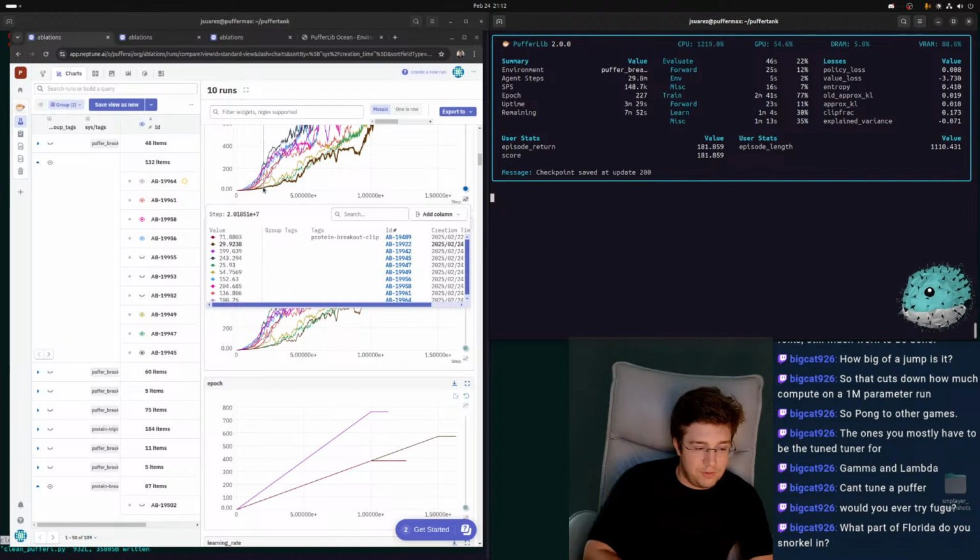Would you ever try fugu? No, leave the puffers alone. Man. Leave the pufferfish alone. They're very friendly creatures.